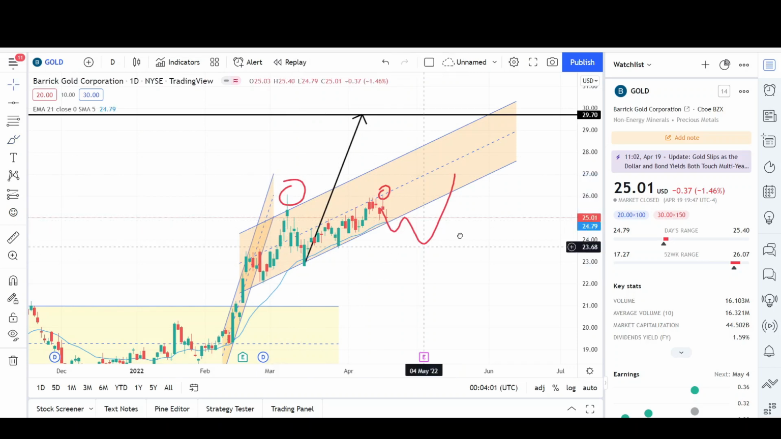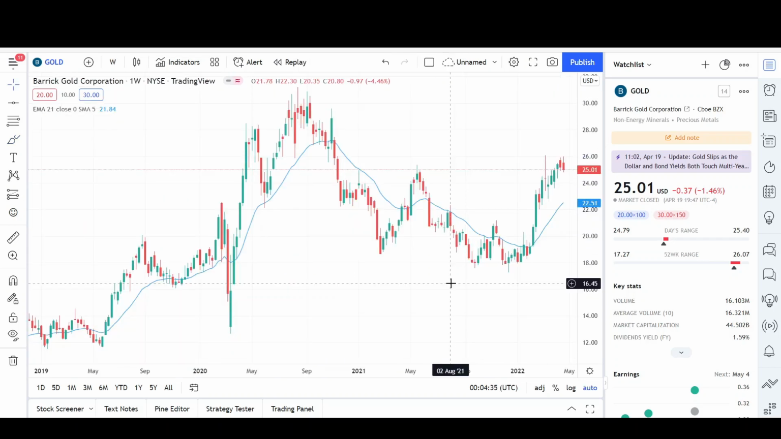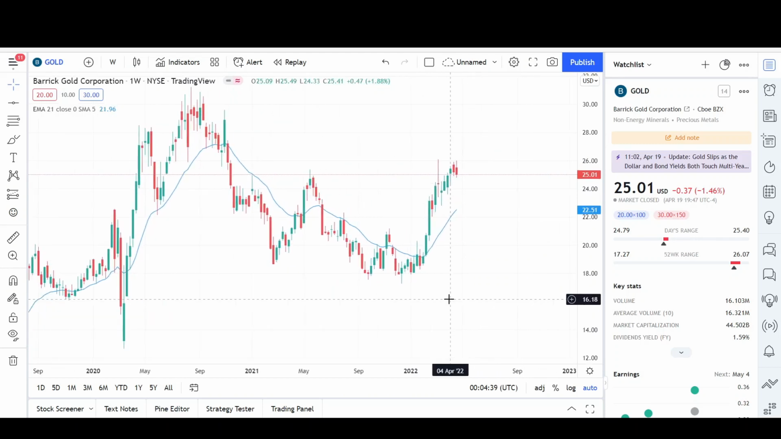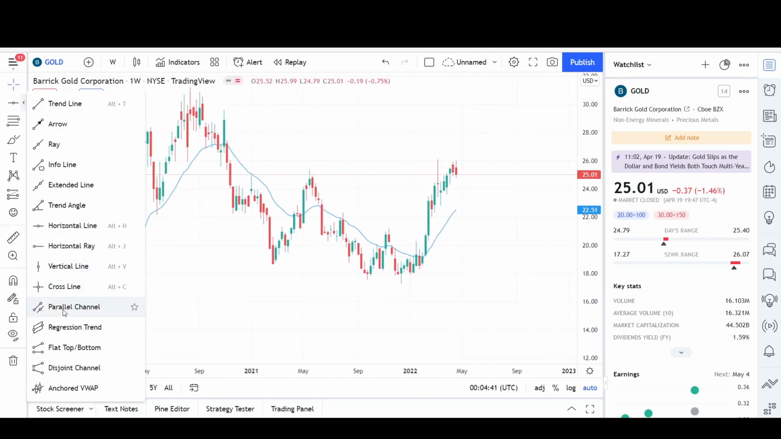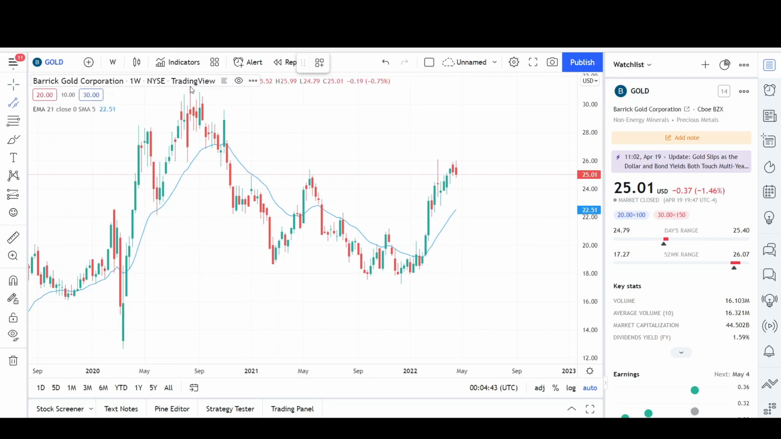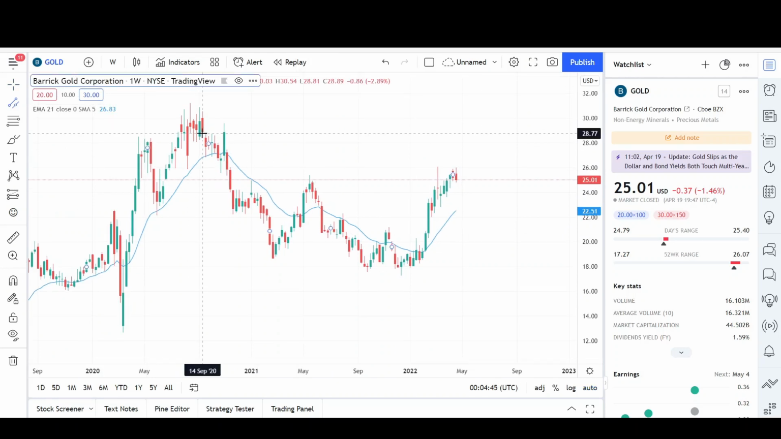So let's take a look at the weekly chart to wrap it all up. Here we have the weekly chart for Barrick Gold Corporation, and you can see that there was this previous downtrend in play, which has played out because we had a break outside of it and a move to a new low.